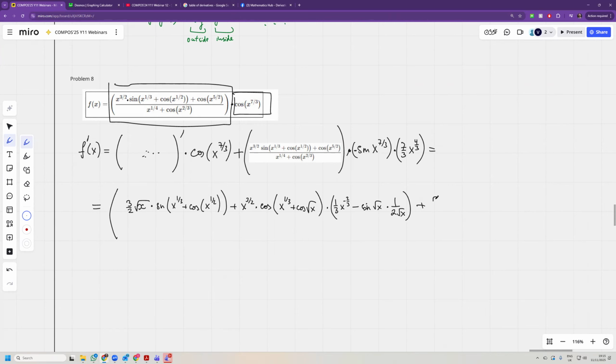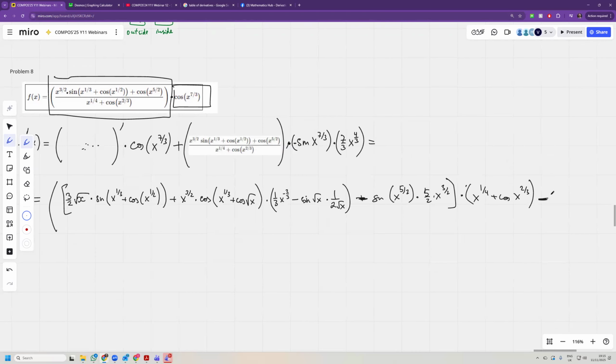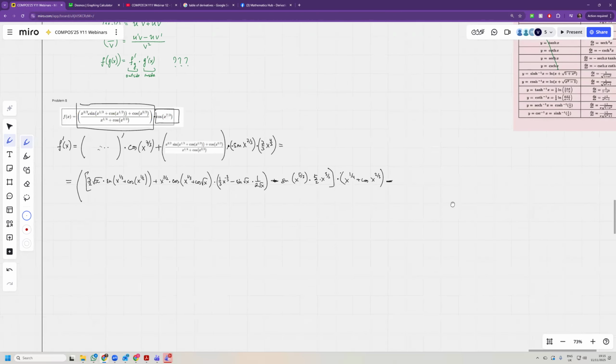plus minus sine x to the power 5/2 multiplied by 5/2 multiplied by x to the power 3/2. That's the derivative of the top function, and then I multiplied by x to the power 1/4 plus cos x to the power 2/3. So I don't touch that. And then I do minus, so it's the quotient rule after all.